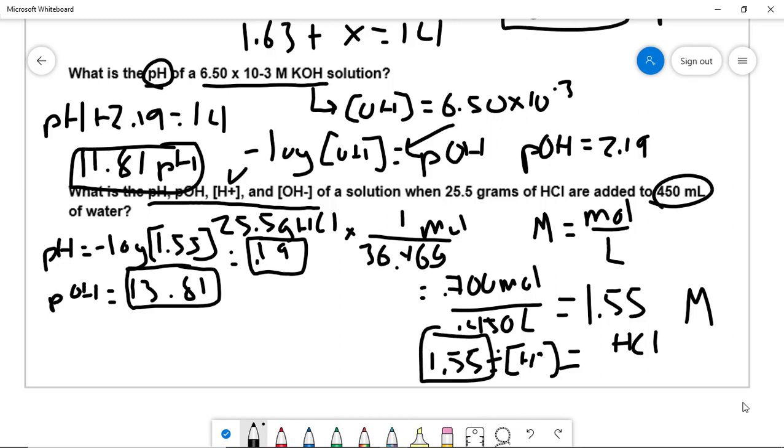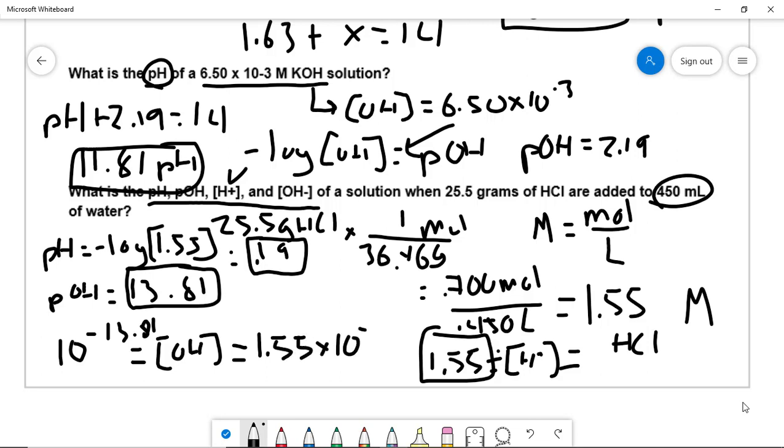Highlight my H concentration too. And now 10 to the negative 13.81 is going to give me my OH. So a lot of times it's just using a combination of these to solve for what we're looking for. My OH concentration here is going to be 1.55 times 10 to the negative 13th molar.